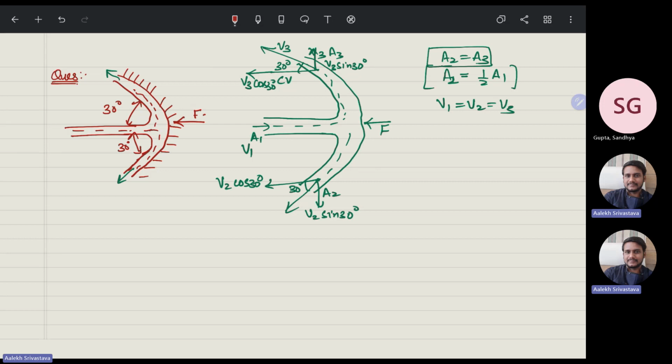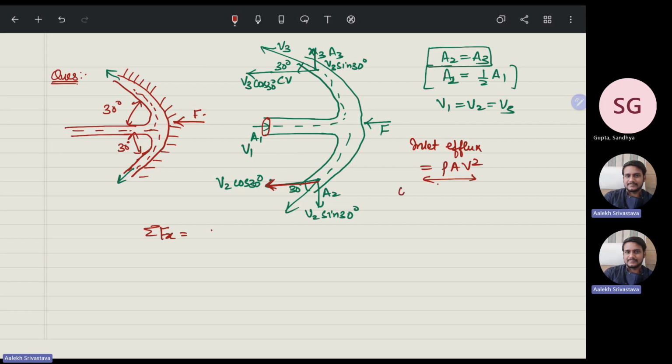Now applying this same Euler equation, sigma of Fx is equal to, so if I say this is my inlet and this is my outlet, this is the x direction, and this is the y direction. First, what is the influx? Inlet efflux is equal to rho A V square. So I should write it as rho A V square.